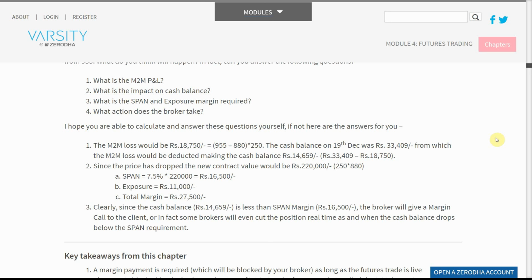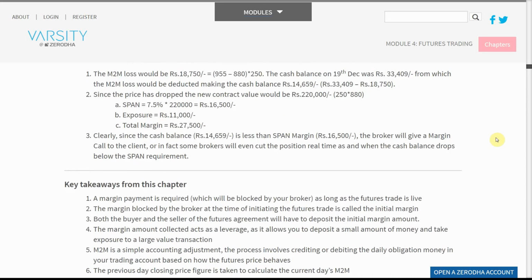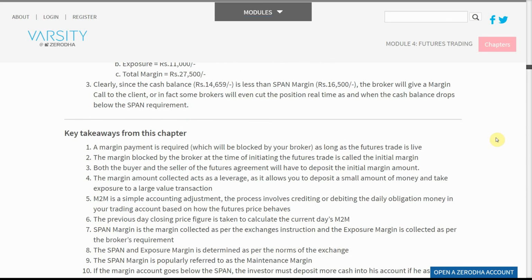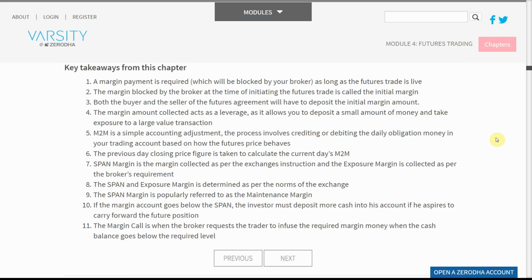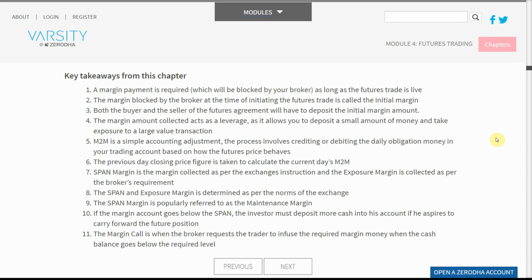A margin payment is required, which will be blocked by your broker as long as the futures trade is live. The margin blocked by the broker at the time of initiating the futures trade is called the initial margin. Both the buyer and the seller of the futures agreement will have to deposit the initial margin amount. The margin amount collected acts as a leverage, as it allows you to deposit a small amount of money and take exposure to a large value transaction.